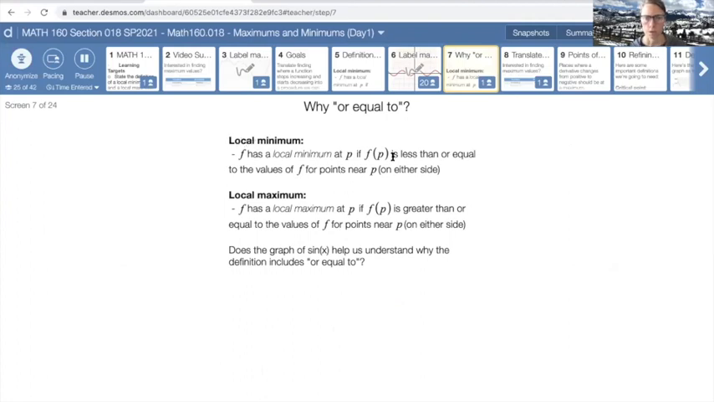So notice that in these definitions, we say it's a minimum if the output values are less than or equal to nearby values, or we have a maximum if the output is greater than or equal to. Why do we need this greater than or equal to or less than or equal to? Why do we need equality as part of this definition? Why would we put equality in the definition? Why does that need to be there? And Shu Yuan, we are definitely headed there in just a minute.